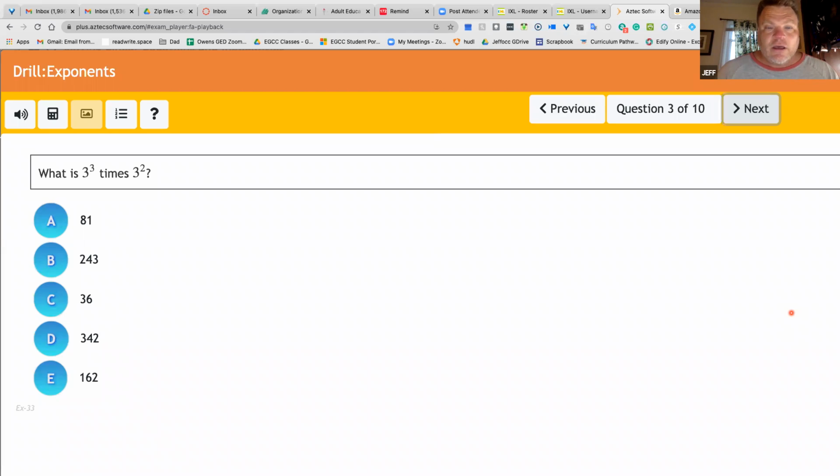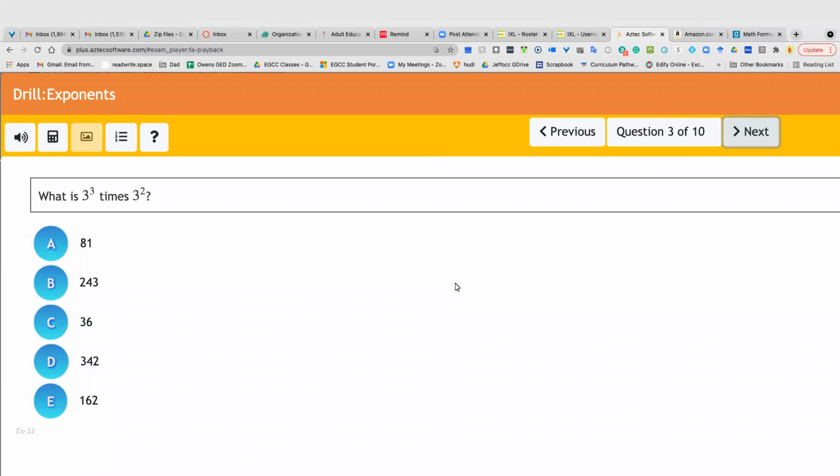Now, another area that the GED math test has to cover with exponents is this thing called exponent rules. There's 6 of them. This is one of those things in the basic math section of the test, which is 25% of the test. This could be one of those questions where we can't use a calculator.